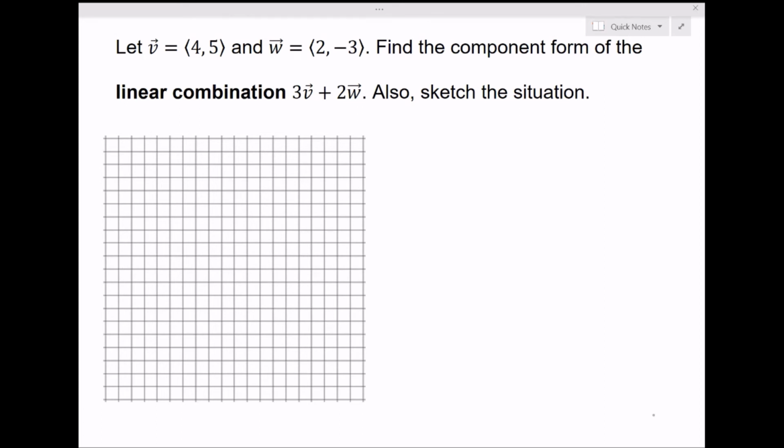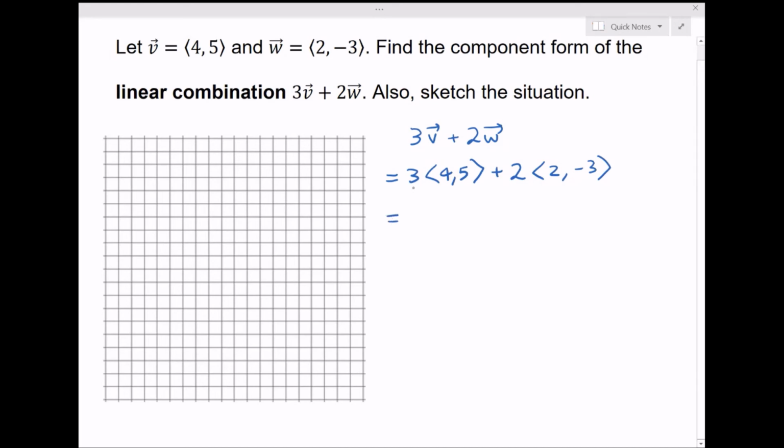It's a little more complicated, but I think it's still pretty straightforward. So let's see, we have 3v plus 2w, right? All that means is 3 times what is v? v is 4 comma 5. Plus 2 times what is w? 2 comma negative 3. And just know that you have to do the scalar multiplication first.